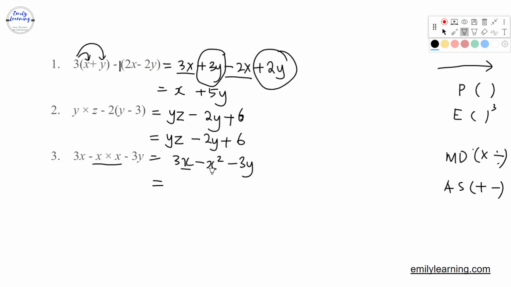I notice that I have 3 terms here, and all of them are unlike. This 3x is a term in terms of x. This one is in terms of x squared. This is in terms of y. So they are all unlike terms, and I cannot further simplify them. So the answer is essentially 3x minus x squared minus 3y.